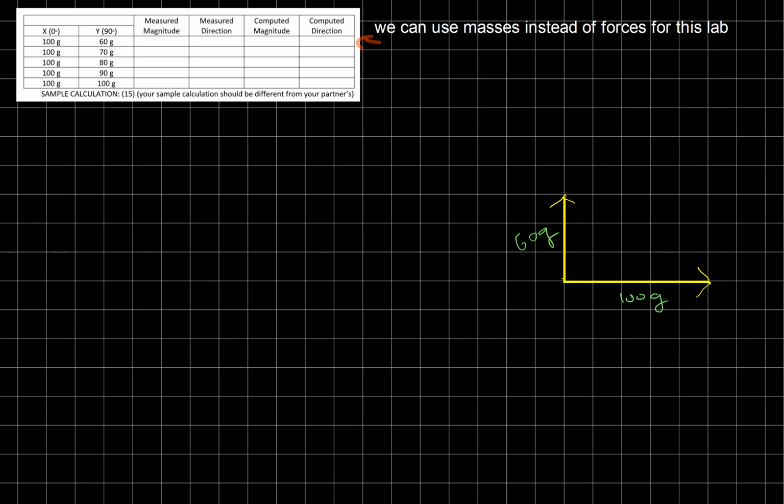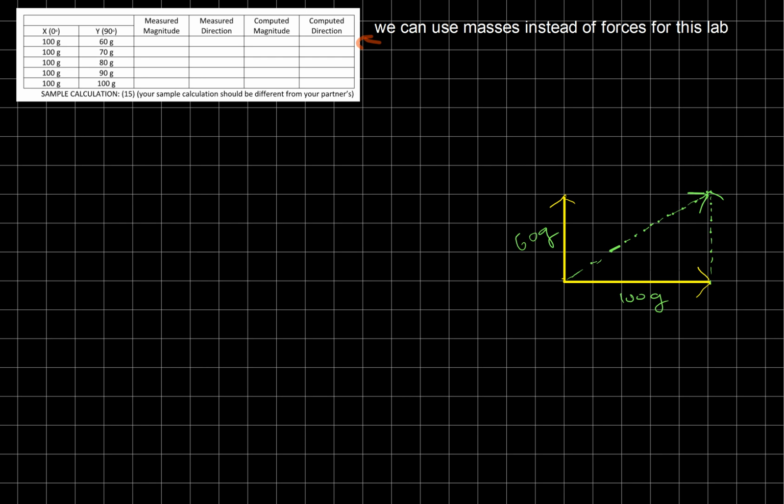100 grams on the x-axis and 60 grams on the y-axis, and we need to find the resultant vector, which gives you the opposite of the equivalent force. When you are adding vectors, of course, remember that it's head to tail. So the resultant vector is going to be in this direction, which is from the tail of the first vector to the head of the last vector that you have. So it's going to be in this direction.